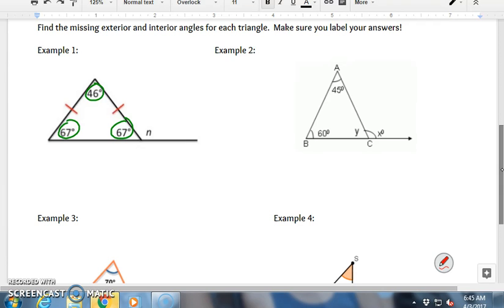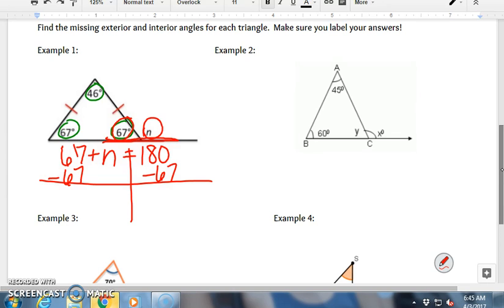So since we know this interior angle, we can find the exterior angle of N, because the angle 67 degrees and N make up 180 degrees. So if I take 67 plus N, I know that that's going to equal 180 degrees. So I need to subtract the 67 to both sides. So I get N equals 113 degrees. Guys, don't forget to label with that degrees sign.